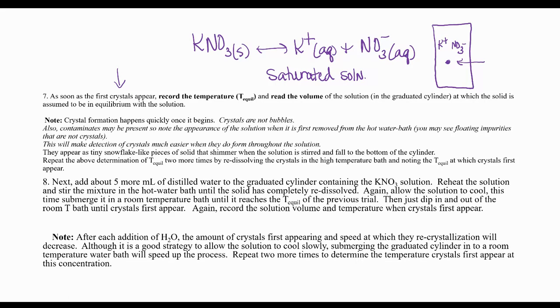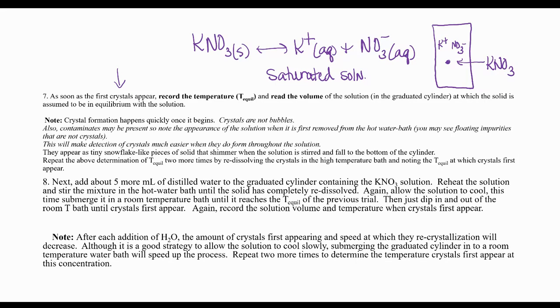Once you took one of the temperature readings, you do this 2 more times to repeat it. So you redissolve the crystals at a high temperature, then you take it back out again and watch the solid. You catch that point where you see that one flake as early as possible. That's the formation of the potassium nitrate solid.